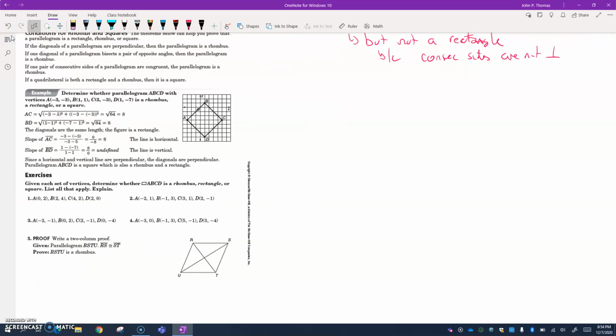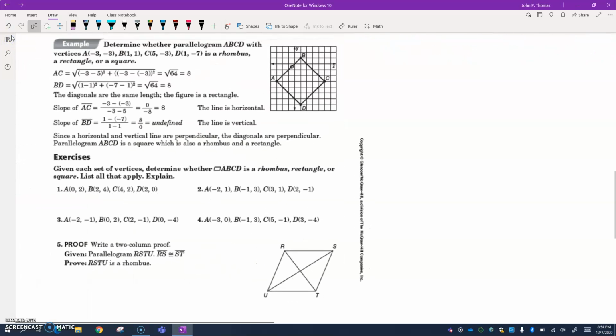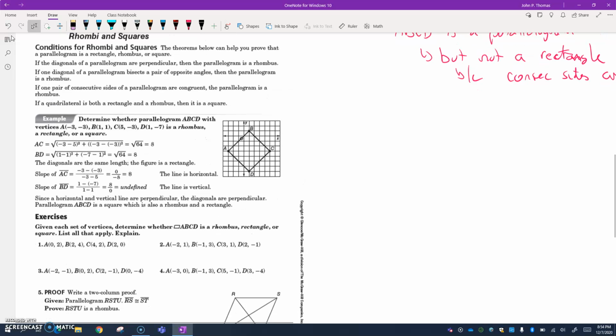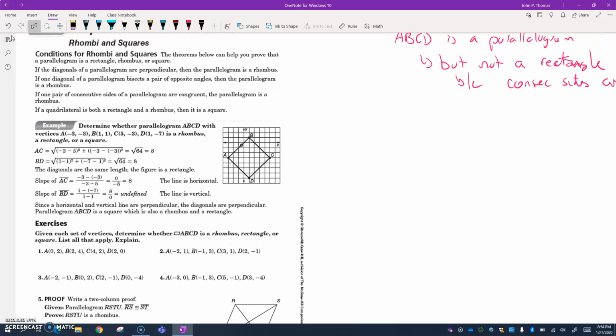All right, so we're back to take a look at some more coordinate geometry. The second part of this section focuses on determining whether a parallelogram is a rectangle, rhombus, or square, or which of those it is if it's more than one. Our textbook focuses on a method that really focuses on the diagonals and a lot of characteristics of the diagonals.